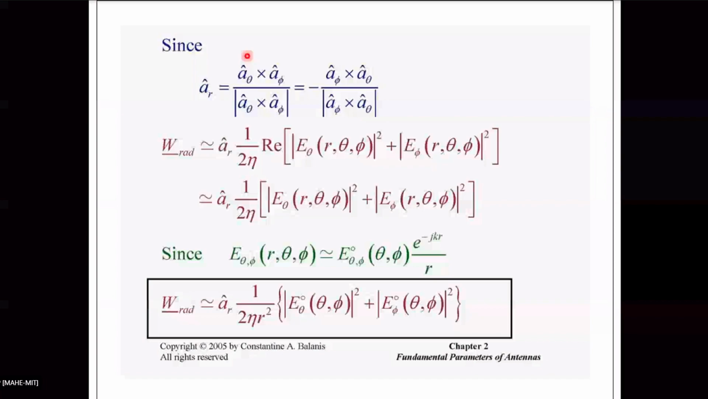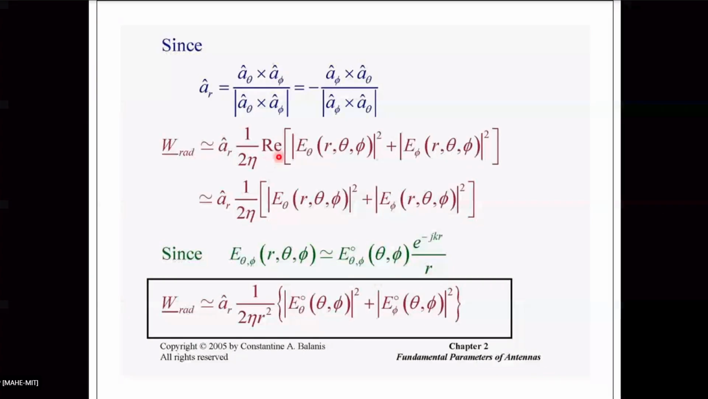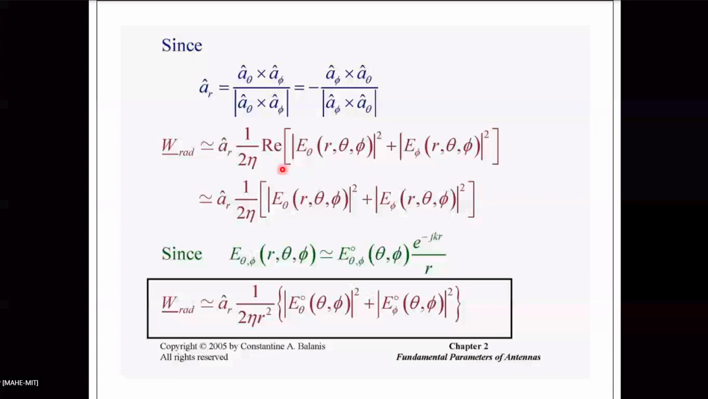A theta cross A phi cap, A phi cross A theta cap. So these are the expressions for A phi. So W rate is equal to A_R cap into 1 by 2 eta real part of E theta, R theta, phi whole square. This you know. Sorry, there is no R square here. W rate is half into real part of E cross H star, which is this expression. So this you understood.